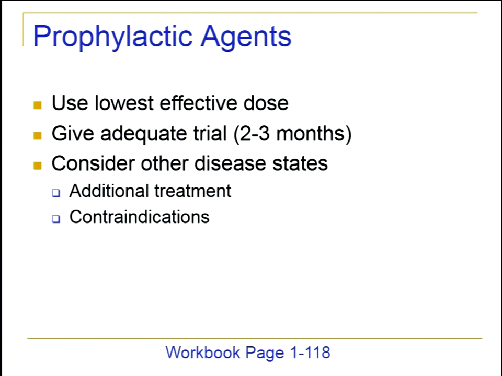So what do we do? What do we think about as principles here? Of course, we want to use the lowest dose that's effective for our agent. We want to make sure we give an adequate trial before we say the patient's not responsive to it. In most of these cases, that's 2 or 3 months of treatment. And then we want to consider what other disease states the patient has, both as additional treatment, for instance, in this patient with hypertension, and as contraindications or problems with treatment. In the morbidly obese patient, for instance, we probably wouldn't give valproic acid because of the weight gain associated.